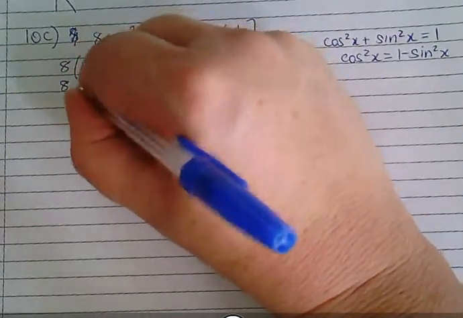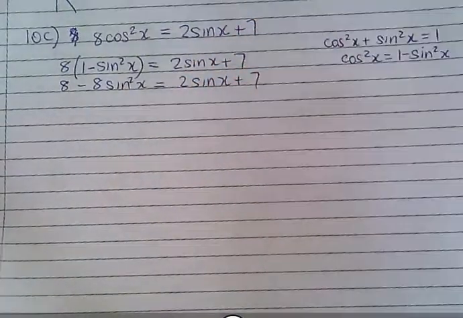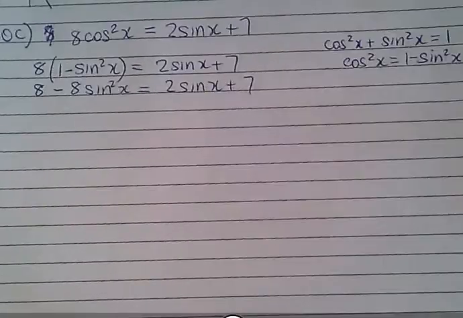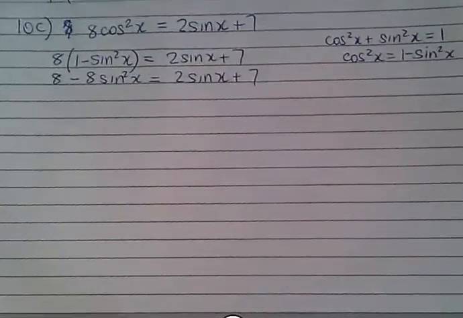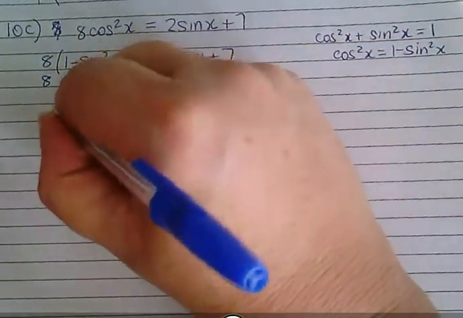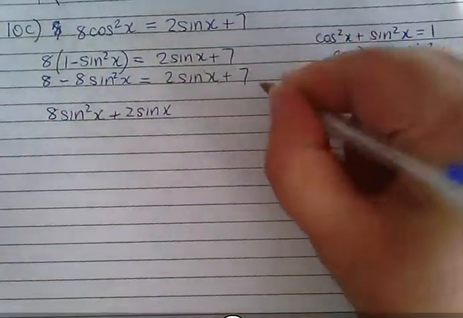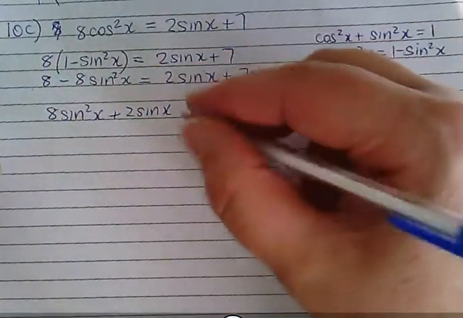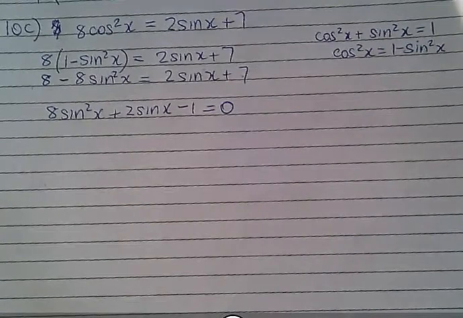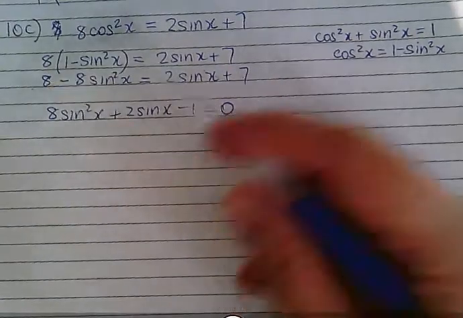Expanding, 8 minus 8 sin squared x equals 2 sin x plus 7. Does anyone want to work with a negative sin squared x? No. What side do you take it to? Good, all to the right, but you can really write it on the left. So over gives me 8 sin squared x. The plus 2 sin x stays the same, doesn't it? The plus 7 stays the same, and it's minus 8, which is minus 1. Just be careful, I'm taking it all over: plus 8 sin squared x, plus 2 sin x, plus 7 minus 8.